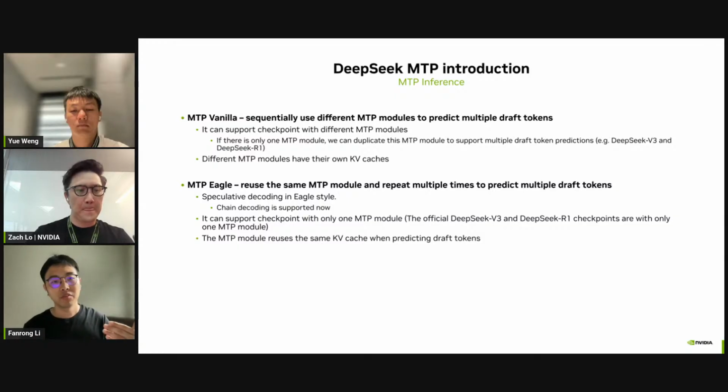For the DeepSeek V3 model and DeepSeek R1 model, in their official checkpoint, there is only one MTP module layer, so we can use it. The default path is MTP Eagle, but we can also duplicate those MTP modules to use MTP vanilla to support this feature. Yeah, this is the overview of MTP.